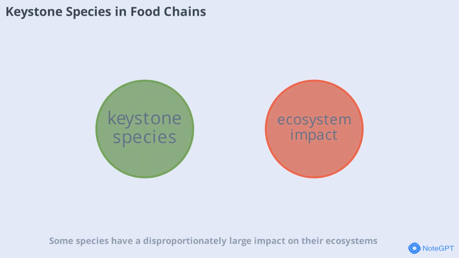Some species have a disproportionately large impact on their ecosystems. These are called keystone species. Removing a keystone species can cause dramatic changes in the food chain and the entire ecosystem. Examples include sea otters in kelp forests or wolves in Yellowstone. Protecting keystone species is vital for ecosystem health.